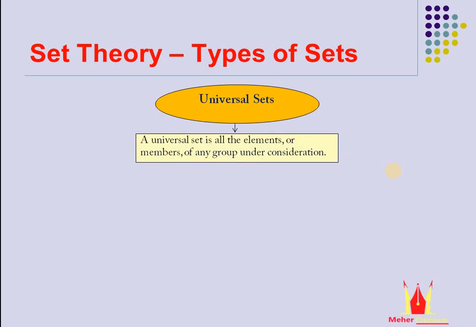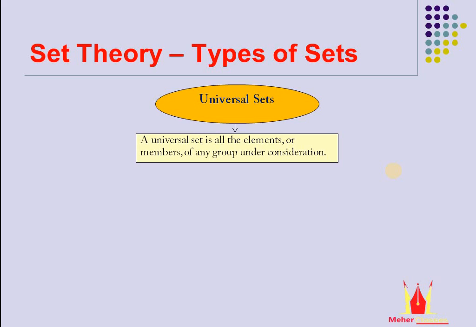Now let's talk about the universal set. Now this is the definition of it. A universal set is all the elements or members of any group under consideration. Let's talk about a certain group, a group of Bollywood stars, a group of players under 19, a group of Indian cricket players. So they have their own fraternity, they have their own groups. So if we talk about a single group, we'll talk about the elements of that group, and if that group is considered, we will talk about the universal sets.